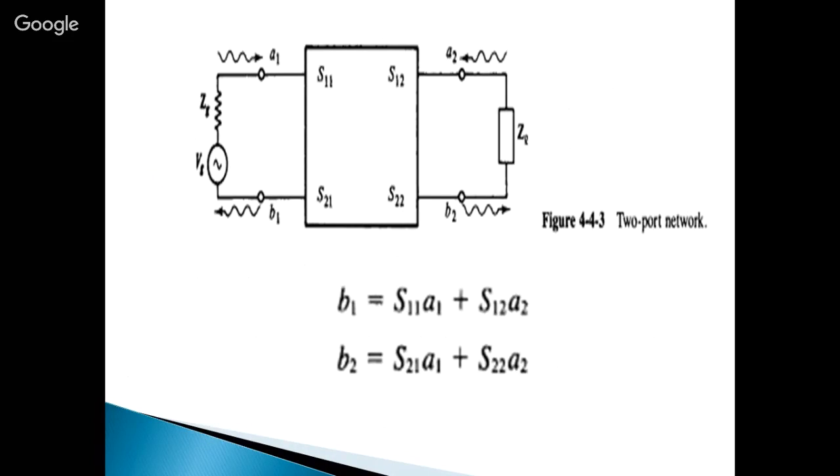Now, suppose we have considered a two-port network where A1 and A2 are the incident waves at port 1 and port 2 respectively. In the two-port network, V1 and V2 are the reflected waves from port number 1 and port number 2 respectively. For this two-port network, the relation between V1, V2 and A1, A2 can be written as V1 equal to S11 into A1 plus S12 into A2, while V2 can be given as S21 into A1 plus S22 into A2.